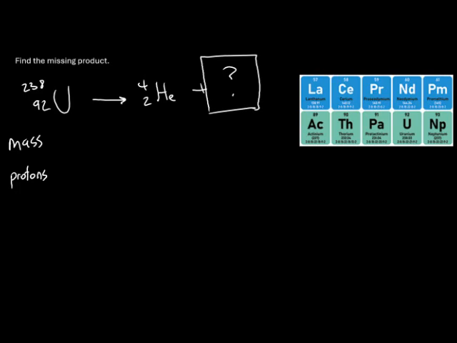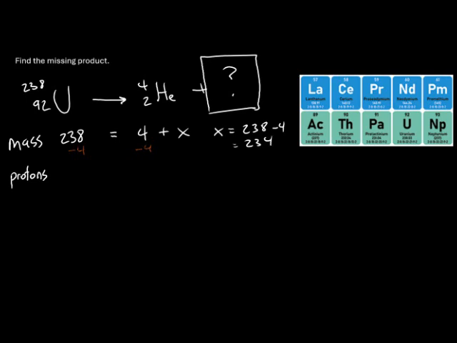If we look on the left side of this equation, we can see the mass, the upper number, is 238. We're going to set this equal to the mass on the right. We can see that the mass for helium is 4, and the mass for our missing product is not known, and we'll call that x. But you may be able to see that we can subtract 4 from both sides. This means that our mass is going to be x equals 238 minus 4. This gives us a mass of 234.